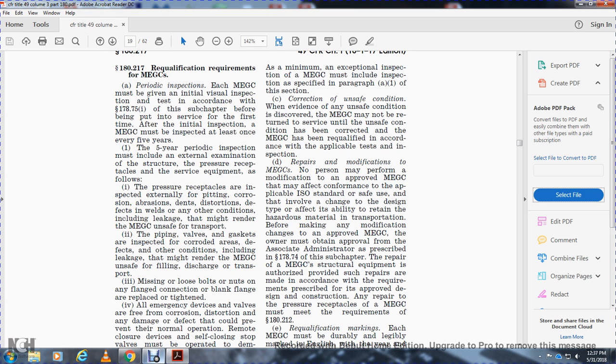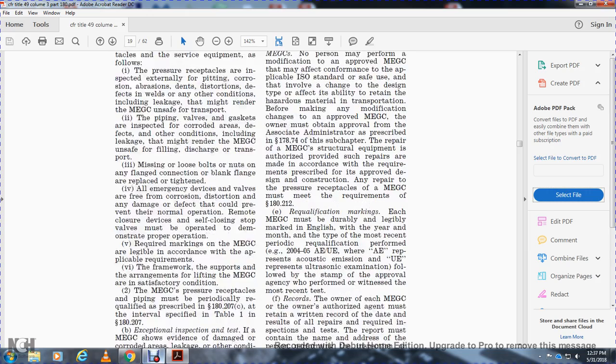This is the subchapter on repair of the MEGC structural equipment. The authorized repairs must be made in accordance with the requirements prescribed in the approved design instruction. Any repair of pressure receptacles of the MEGC must meet the requirements of 180.212.